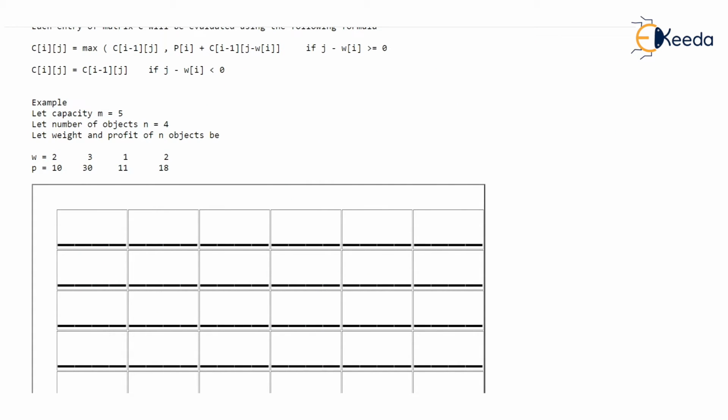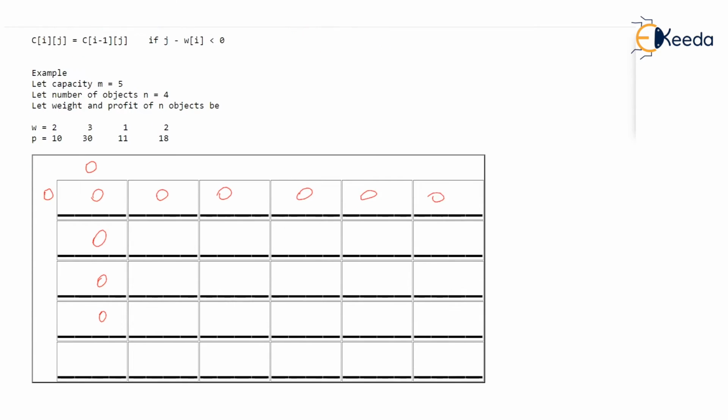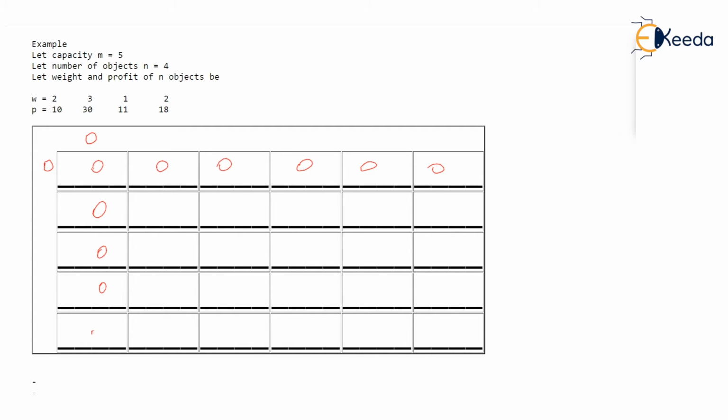And what you have to understand is that row 0 and column 0 are entirely initialized to 0. What we have to do is fill all the elements of this matrix, with columns from 1 to m. Remember, m was the capacity of the knapsack, and all rows from 1 to n. Remember, n is the number of objects.